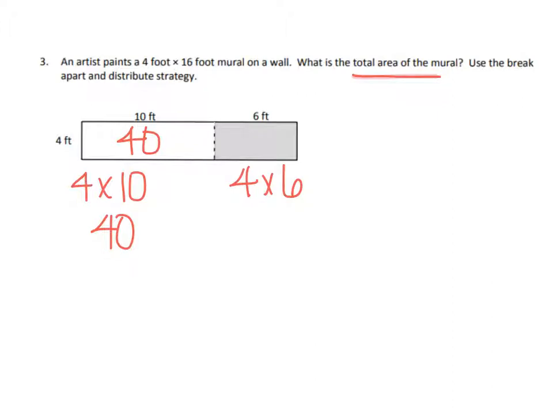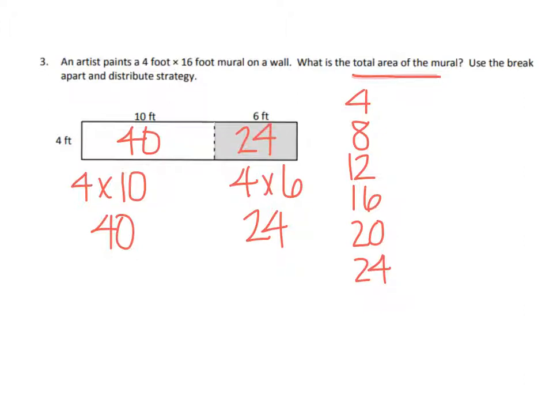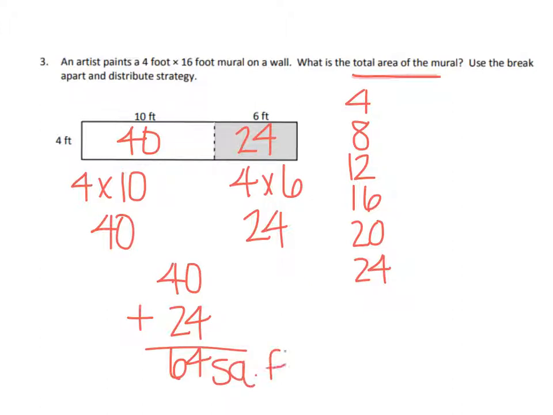So what is 4 times 6? Let's write down our 4's to figure that out. So 4, 8, 12, 16, 20, 24. So that is 24. So now what I need to do is I need to take 40 and 24 and I need to add them. So 0 plus 4 is 4 and 4 plus 2 is 6 square feet. So my answer is 64 square feet.